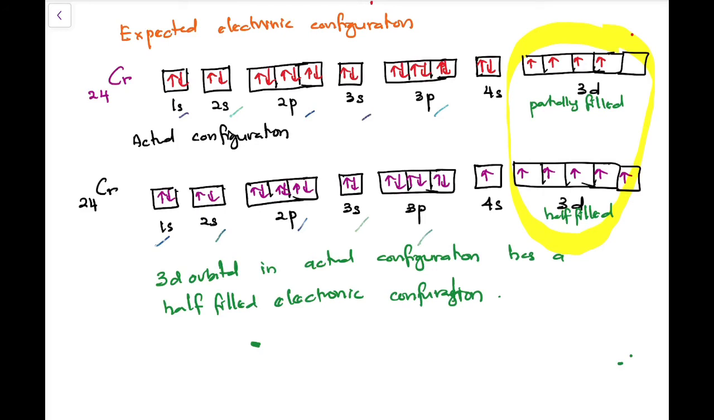So to answer this question, if it is asked in your final exam or otherwise, you're supposed to show the expected configuration, and then you show the actual configuration, and lastly you give a reason. Normally the reason is related to the stability of the electrons, and you have to mention the orbital involved.